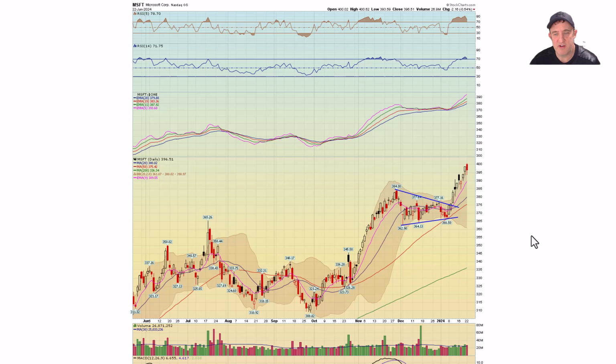Chart 62, Microsoft was the other long idea I put out at the same time. Excellent move from that tight coil. This was a picture-perfect coil. Coil into the 50-day.